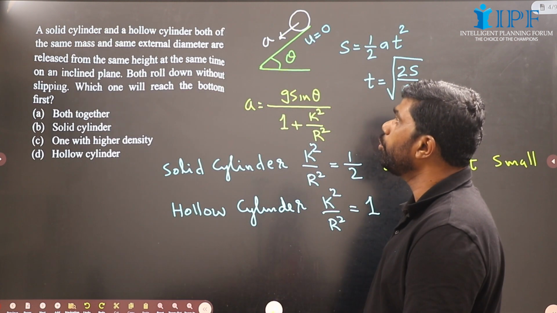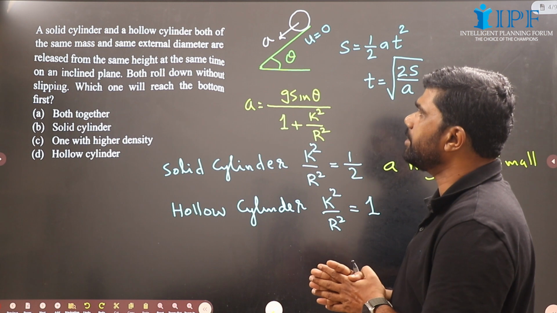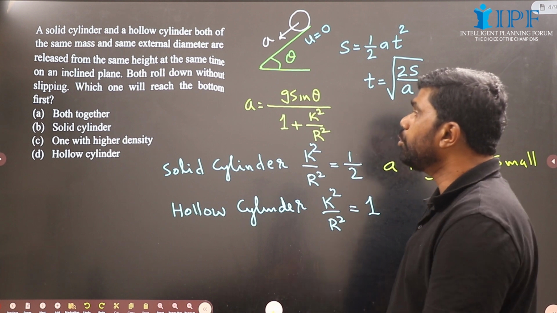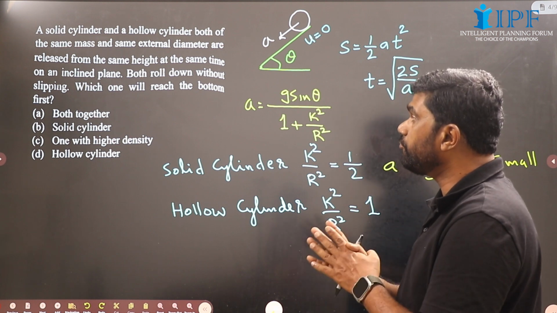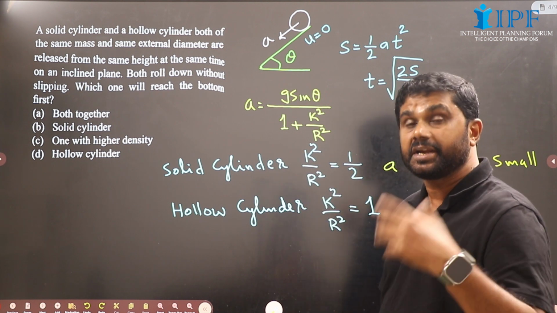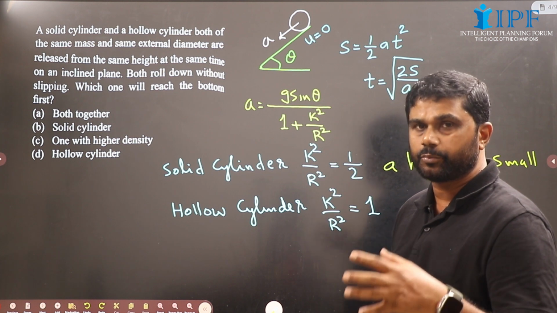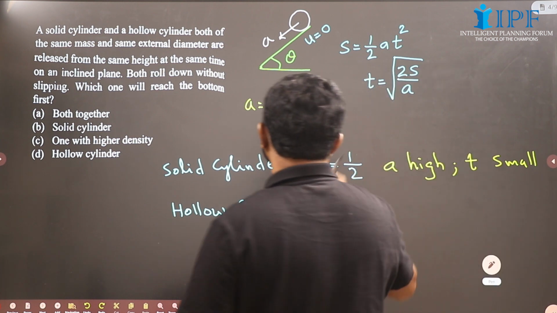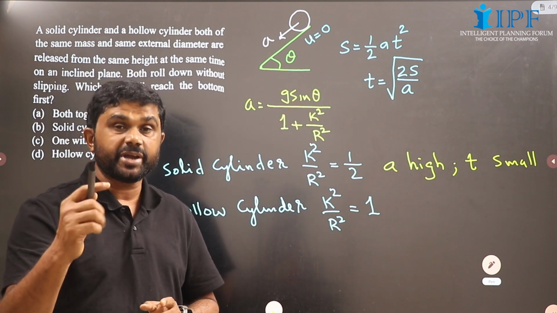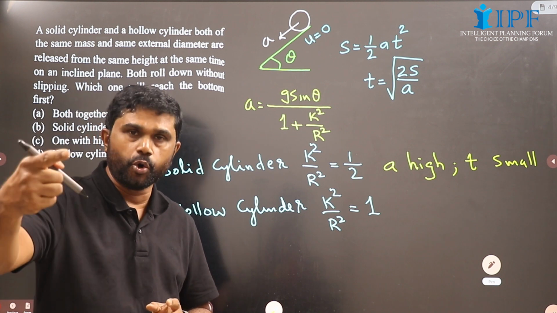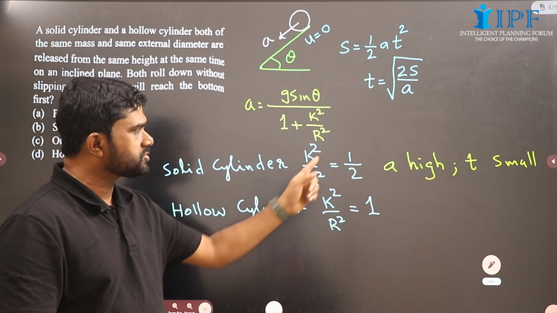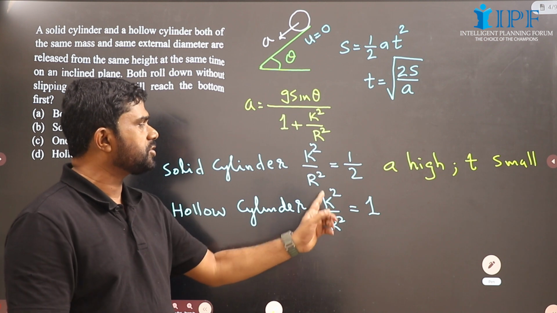A solid cylinder and a hollow cylinder, both of the same mass and external diameter, are released from the same height at the same time on an inclined plane. Both roll down without slipping. Which one will reach the bottom first? The body with the greater acceleration will reach the bottom first. This is the expression for acceleration: g sin theta divided by 1 plus k square by r square. When k square by r square is smaller, acceleration will be more and time will be less. Here we have two bodies: the solid cylinder, where k square by r square is 1 by 2, and the hollow cylinder, where k square by r square is 1.